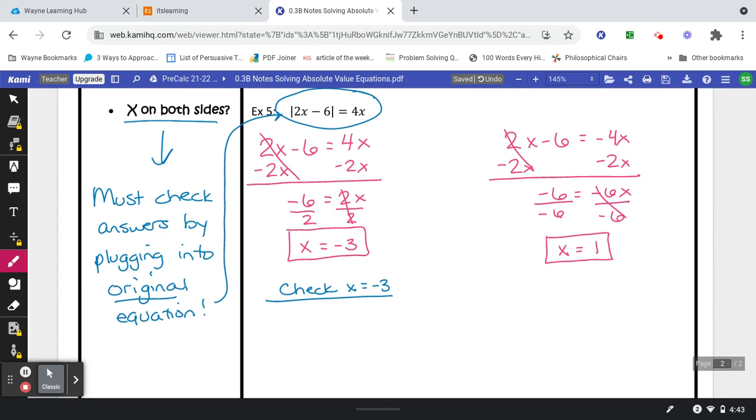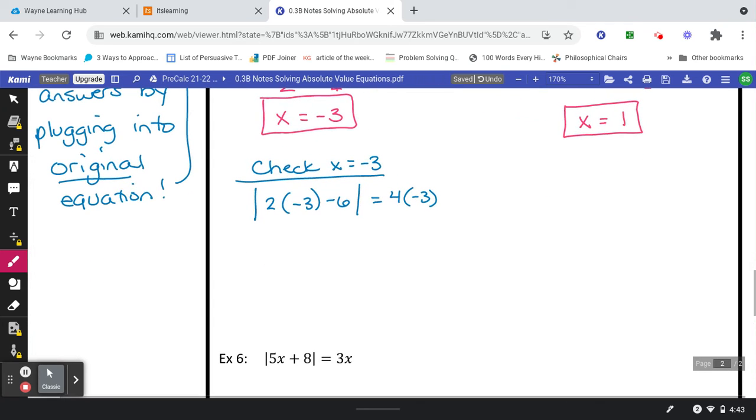So let's see what happens when we plug in a negative 3. Absolute value bars, 2 times negative 3 minus 6, close the absolute value bars, equals 4 times negative 3. Two times negative 3 is negative 6. 4 times negative 3 is negative 12. Combine negative 6 and negative 6 to make negative 12. Bring down the negative 12 on the right.